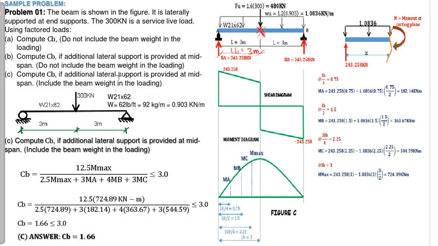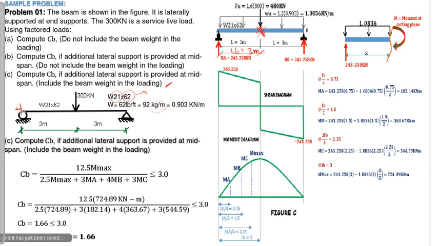So, magpo-focus tayo dito. Okay? Yung kaibahan lang dito sa B at saka C, dito sa C, include natin yung beam weight nung loading. So, meron na tayong uniform load due to the beam weight. So, ang given is W21/62. So, this is the depth, this is the weight. So, yung weight natin is 62 pounds per feet. That is 92 kilogram per meter. Pag kinonvert natin yan, that is equal to 0.903 kilonewton per meter.